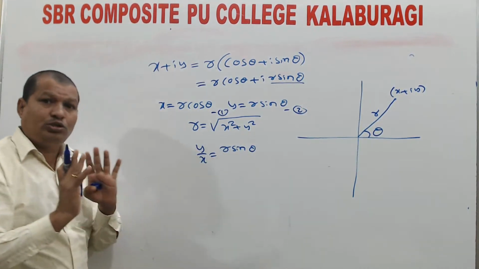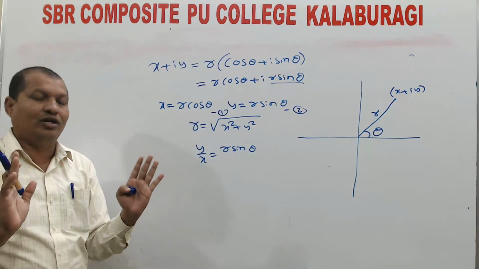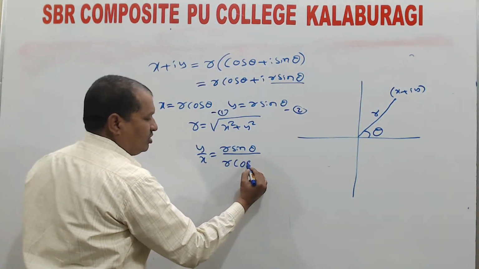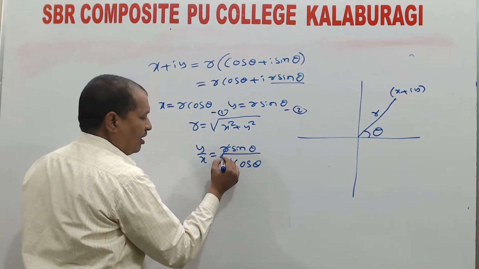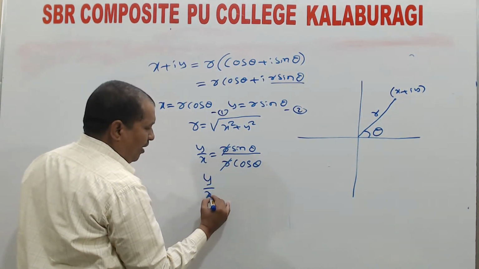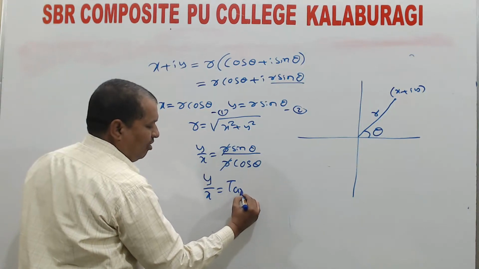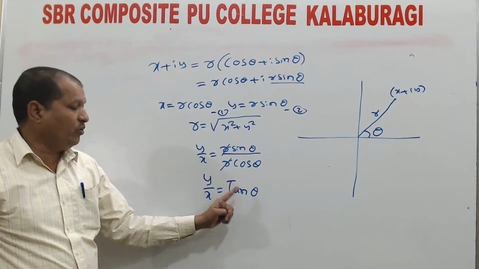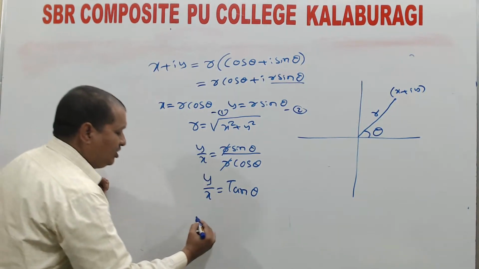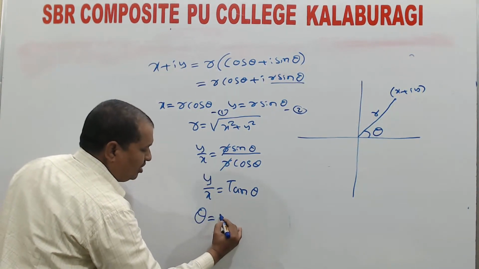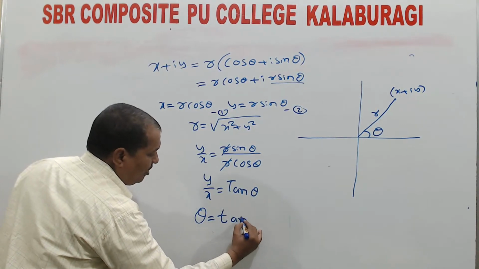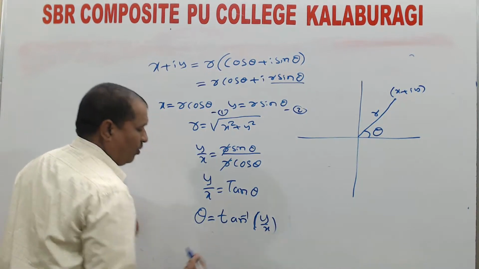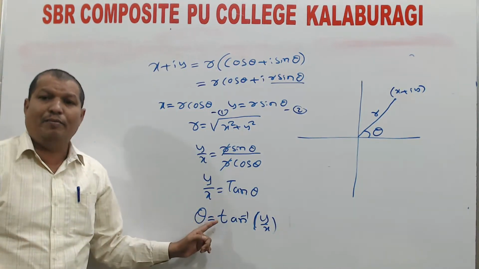The main intention is to separate theta and find its value. Here, r sin theta by r cos theta, the r gets cancelled. y by x equals tan theta. So this gives the tan theta value, but you have to find the value of theta. That is why you take theta equal to tan inverse of y by x. This gives the amplitude.